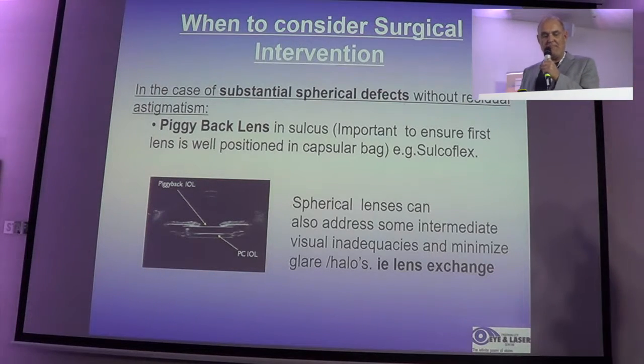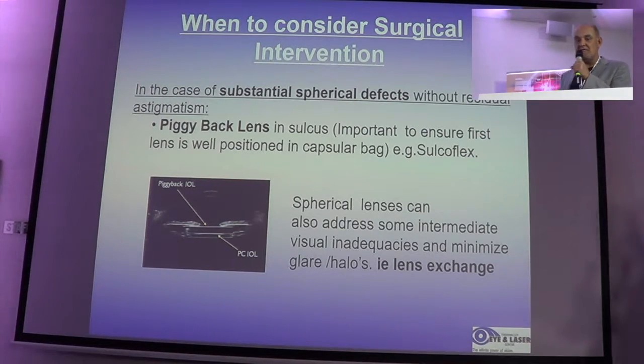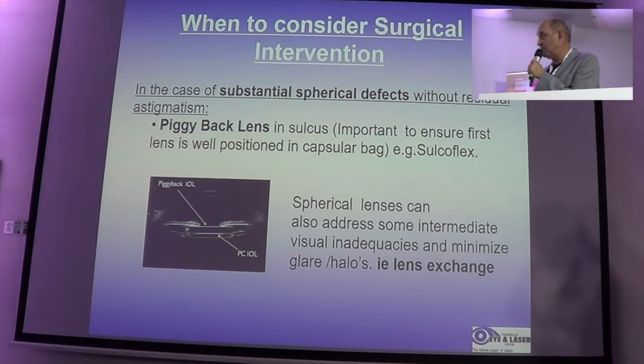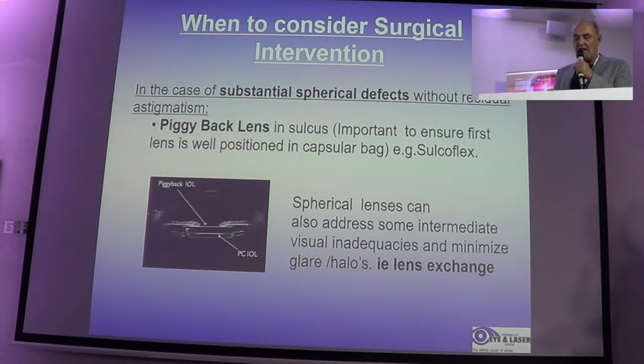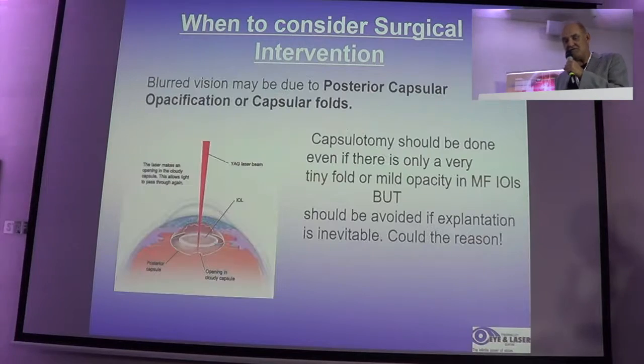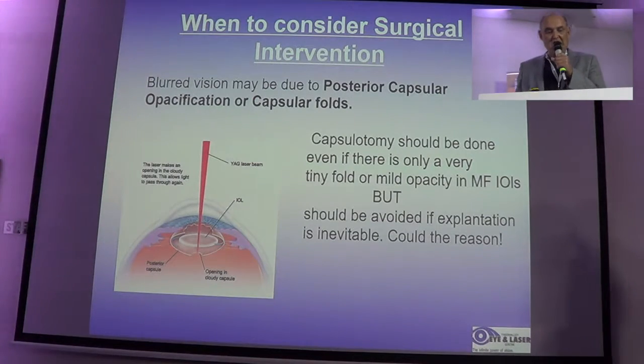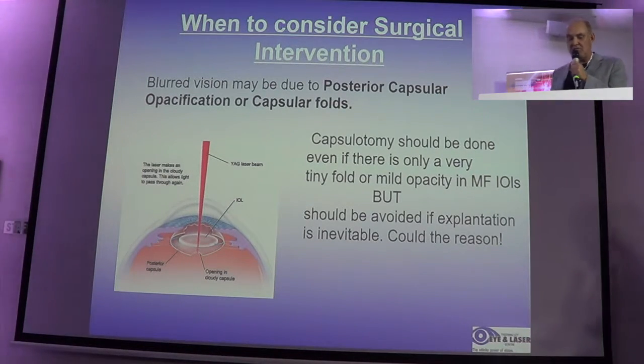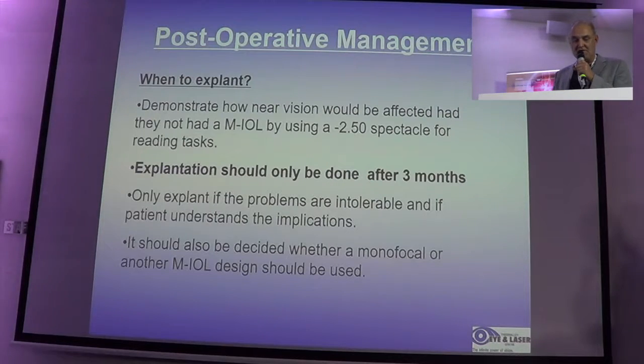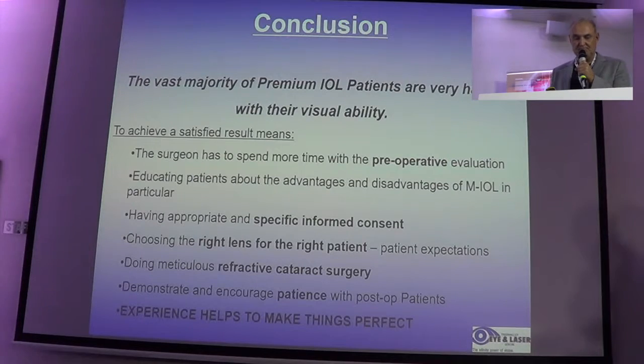If there are substantial spherical defects, it's better to do a piggyback lens than to do laser or lens surgery. If there's a need for YAG laser, you will do YAG for the patient. And if you're going to explant, wait three months and do not do the YAG beforehand.